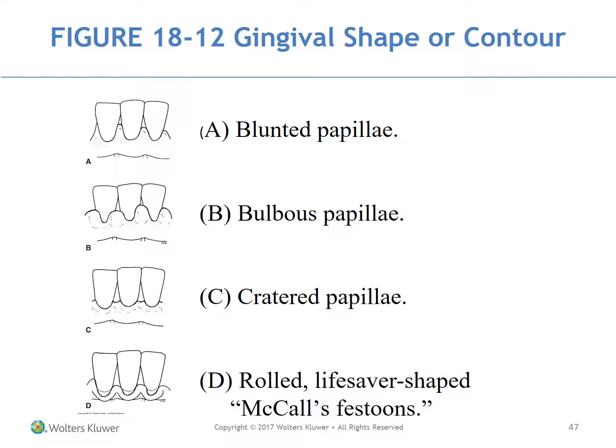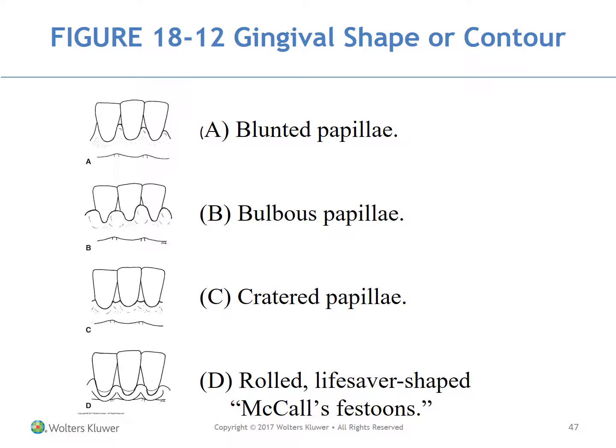Gingival shape or contour. We're looking at the papilla here. We see blunted papilla where it's just kind of flat across, it's not pointed. Then we see bulbous, which is really inflamed where it's kind of covering part of the enamel of the tooth. Then we have cratered, and cratered is often seen in necrotizing ulcerative gingivitis or periodontal disease. So that's, again, where it's more indented, okay?